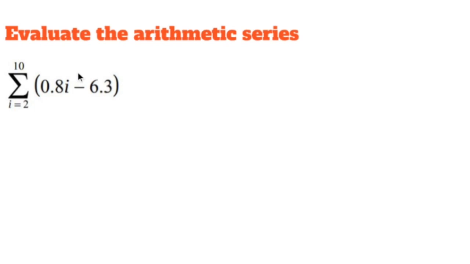What I'm going to do is find my first term. My first term has me, be careful, plugging in 2. And by the way, this is not imaginary number i. This is just saying I'm starting out with variable i at 2. So that has the potential of being confusing. Don't let it. You would think the first term would plug in 1, but I started at 2 here. So my first term is 0.8 times 2 minus 6.3, and my first term is going to end up being negative 4.7.